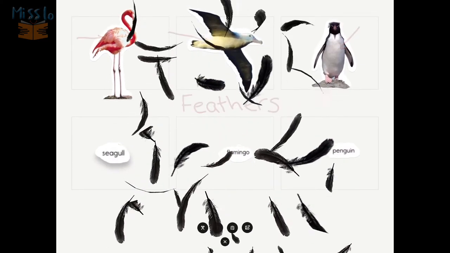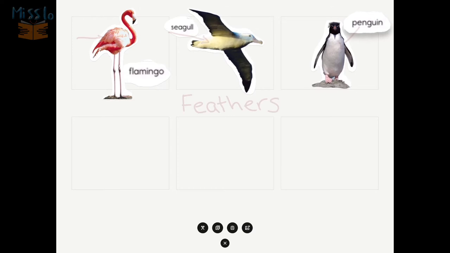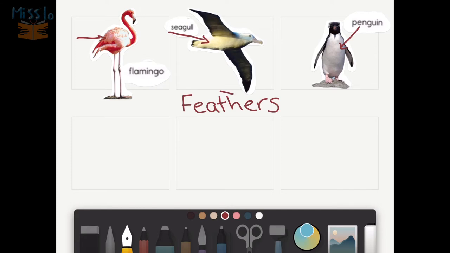Let's look at this word. What is that? A seagull. This is a seagull. All right? That animal that looks like a bird or is a bird, it's called a seagull. And we have this one here. What is this? A flamingo. And flamingos are these ones over here. Yeah, they have long legs. Right. And the other one. What is this? A penguin. Yeah, a penguin. And this, my friend, is a penguin. All right. And they all have what kind of covering? Feathers. Yeah, they have feathers. Good job.